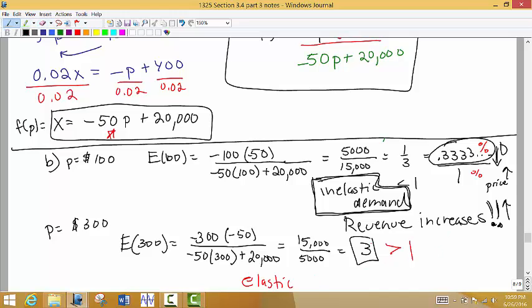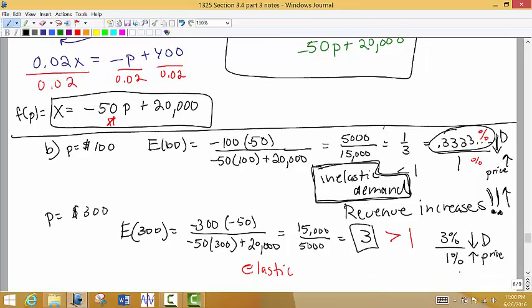Okay, so let's think about this as that fraction like we thought about it before, up above. 3% over, let's divide that by 1, so over 1%. So this means that if I raise my price by 1%, my demand is going to fall by 3%, which is a pretty substantial drop in demand when I change my price by only 1%. So elastic, very price sensitive. My customers don't want me to change my price. They don't want me to raise my price, or a lot of them are going to quit buying.